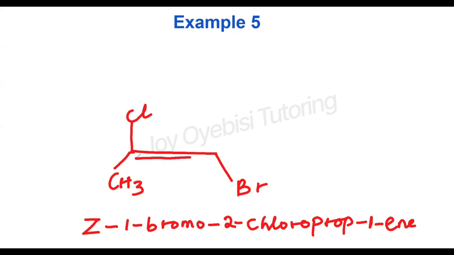If that was looking like what you have right now, it's not going to be Z anymore. It will become E because those two groups are now on the opposite sides. Okay, so you see the chlorine and the bromine are now opposite of each other. Therefore, it is E. So E is opposite, Z is the same side. And that's it. So that's how you name it.